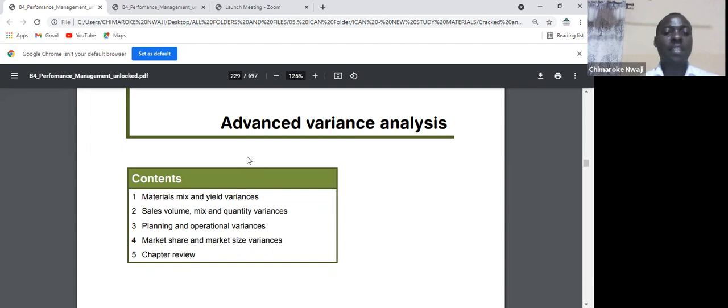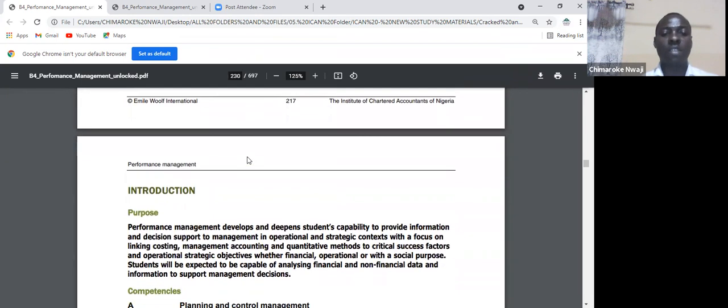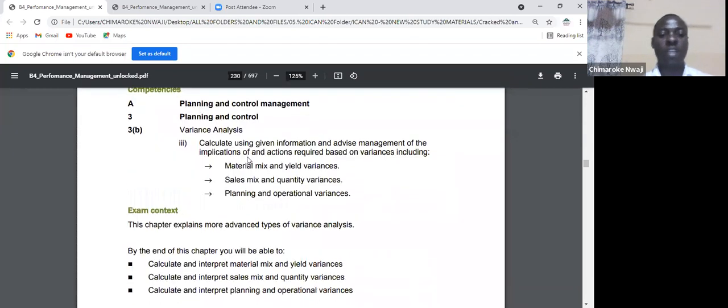Then we'll look at sales volume, mix, and quantity variances. After that, we'll be looking at something called planning and operational variance. Then finally, we'll be seeing market share and market size variances. All right, so let's go straight down to the discussion for today.